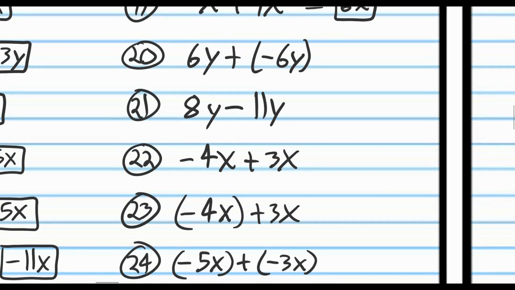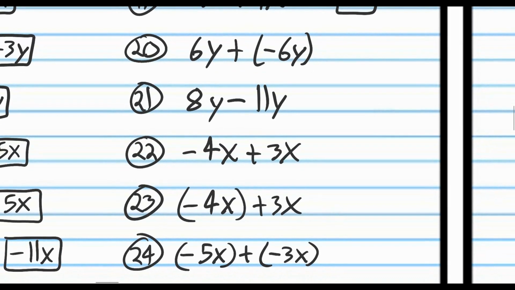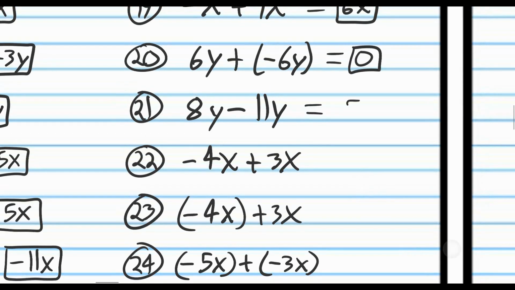All right, so why don't you try numbers 20 through 24, and when you come back, we'll do them together. Pause the video. All right, we're back. So you should get 0 on number 20, and negative 3y on number 21.